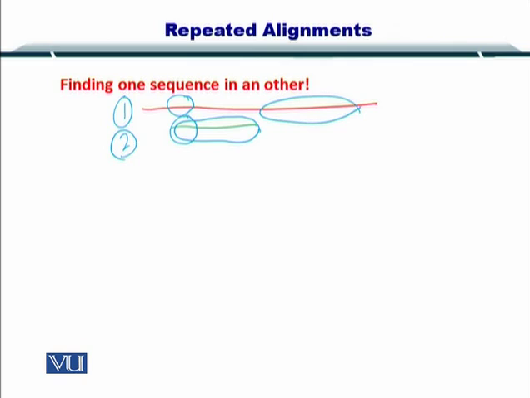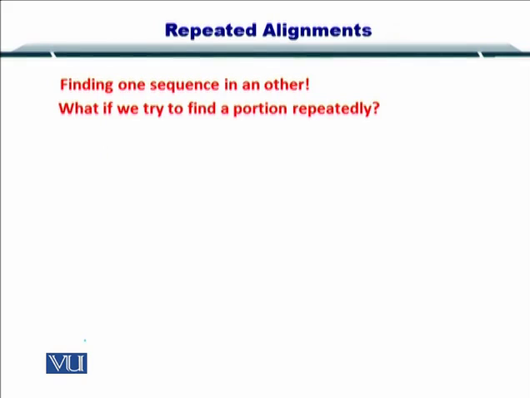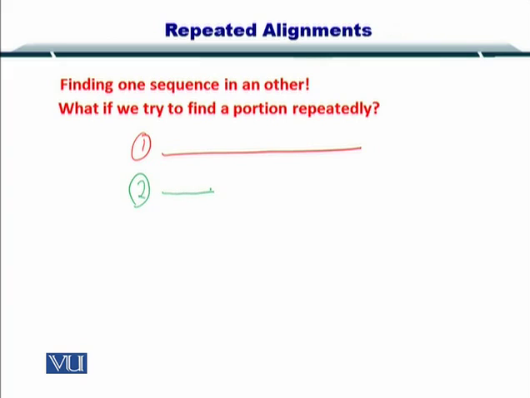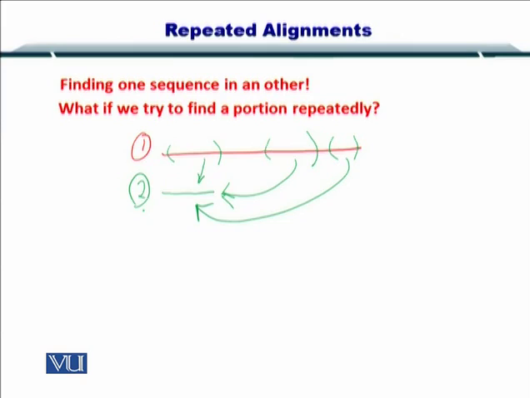So how can we modify this to include a portion repeatedly? So what I mean by repeatedly is that if you have a sequence number one, and then you have a sequence number two, however, you want to find portions within sequence number one that contain sequence number two. So instead of searching for sequence number two only one time, now we are searching for sequence number two multiple times.